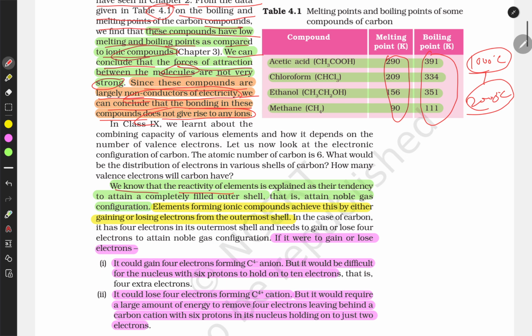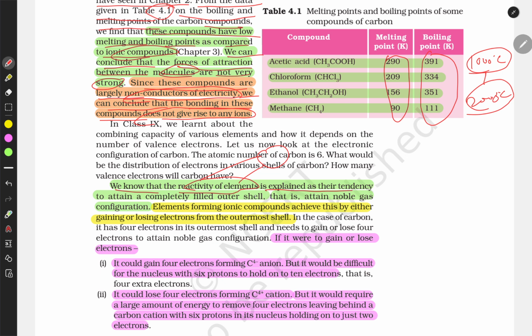We know the reactivity of elements is explained in the reactivity series we learned in the metals and non-metals chapter. The more reactive the element and the higher it is in the reactivity series, the more power it has to displace a less reactive element, and the more tendency it has to attach with some other atom to make molecules.